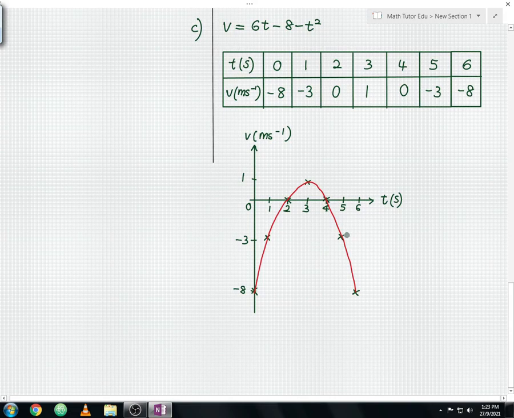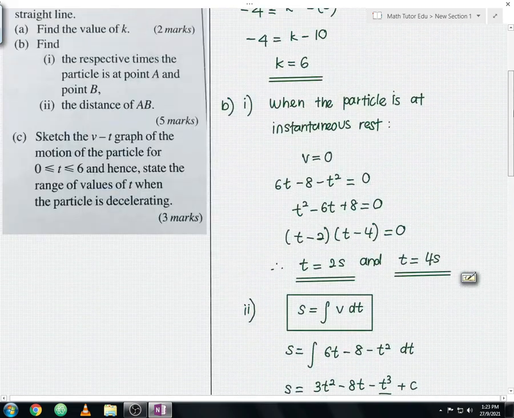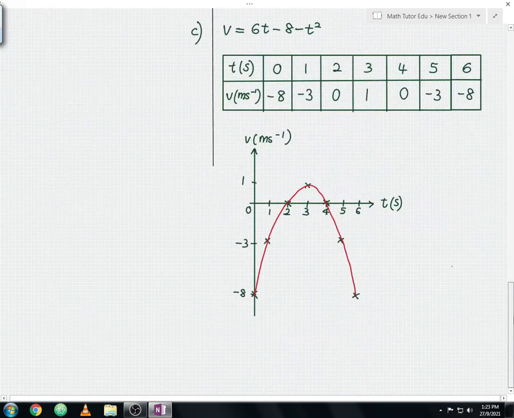Okay, so once we are done with this, the next step is to state the range of values of t when the particle is decelerating. So from here, as you can see from the graph, the particle starts to decelerate after the time exceeds 3 seconds. It starts to decelerate from t = 3 until t = 6. Okay, so this is the starting point and this is the ending point.